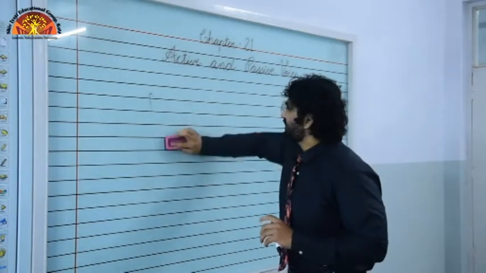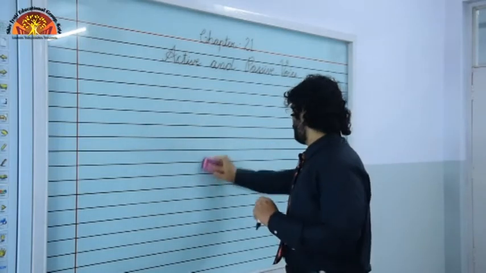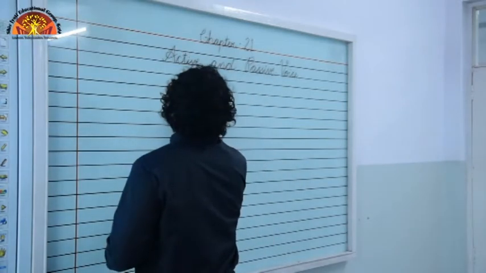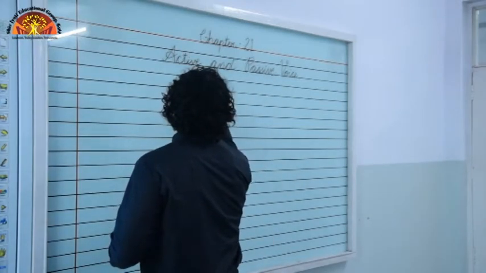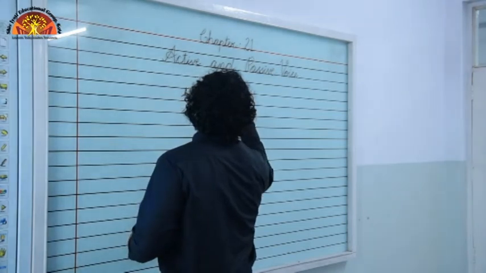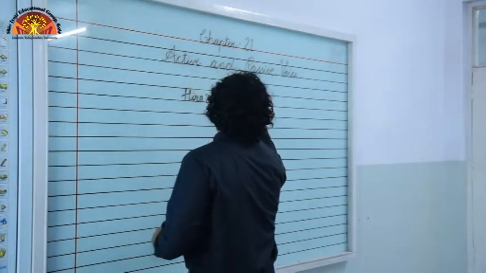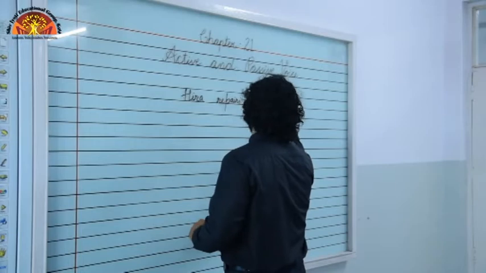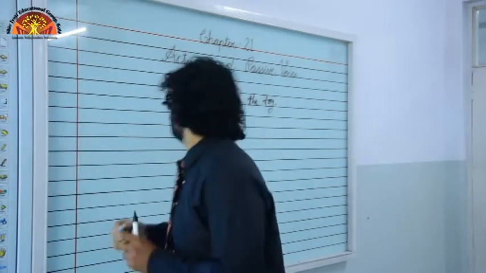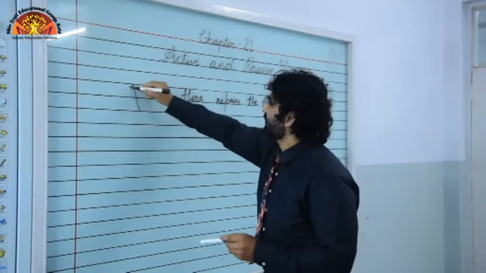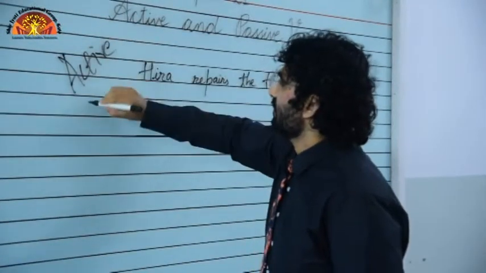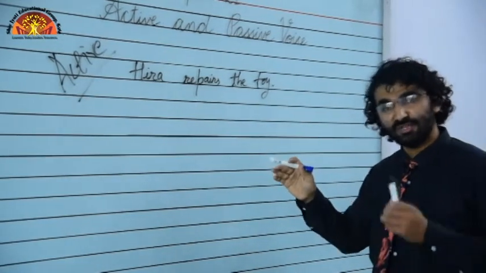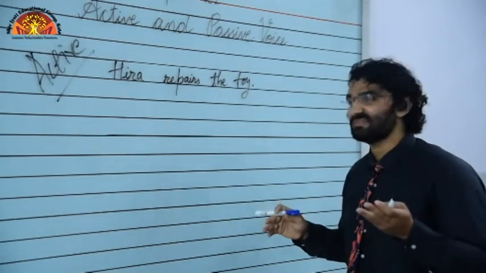Okay, we will see another example which I told you to keep in mind. Hira repairs the toy. Alright, Hira repairs the toy. So this sentence is in active voice, okay? I need you to identify the subject and the object in this sentence for me. Can you do it? I believe you can. Yes, please try, give it a try.